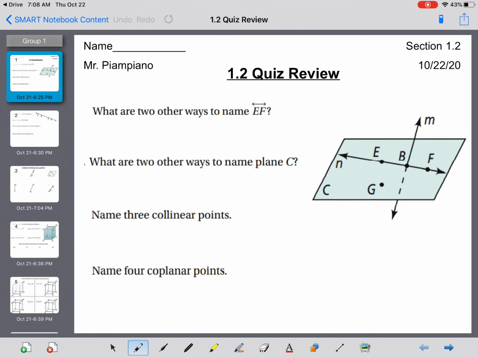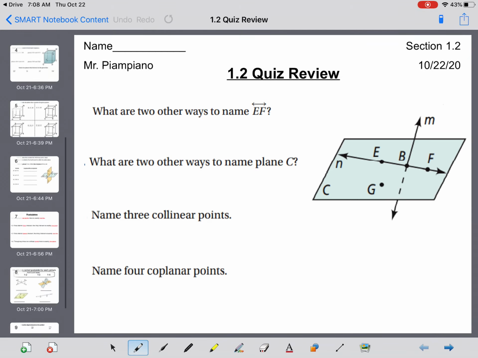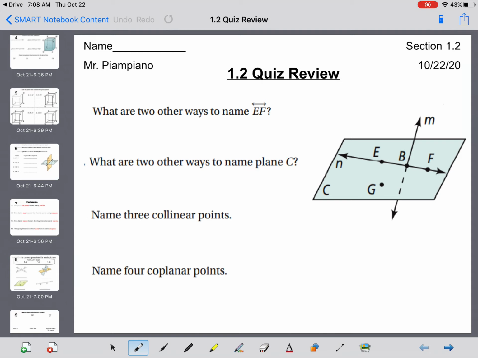Hey everybody, this is 1.2, your quiz review. All right, your next class, you're going to be having a quiz. It's going to be very similar to this review, so if you study up, you should be very fine.